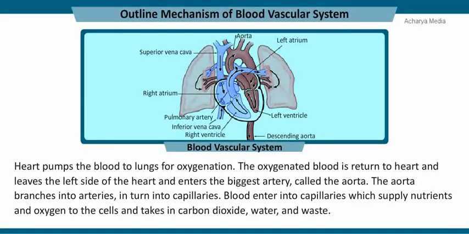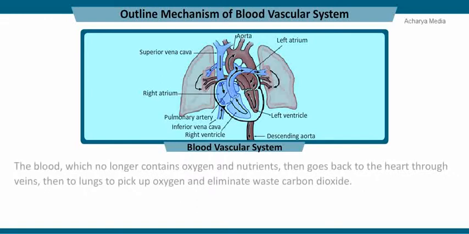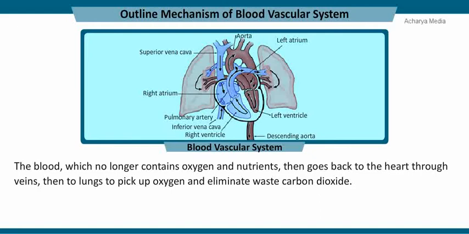The heart pumps the blood to the lungs for oxygenation. The oxygenated blood is returned to the heart, leaves the left side of the heart and enters the biggest artery called the aorta. The aorta branches into arteries, in turn into capillaries. Blood enters the capillaries, which supply nutrients and oxygen to the cells and take in carbon dioxide, water and waste. The blood, which no longer contains oxygen and nutrients, then goes back to the heart through veins, then to the lungs to pick up oxygen and eliminate waste carbon dioxide.